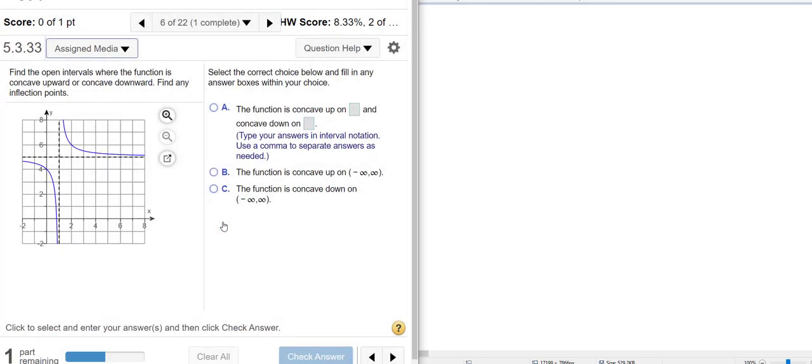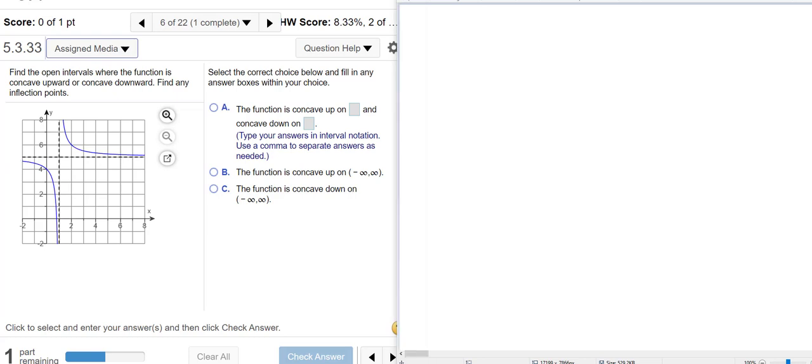Number 6, find the open intervals where the function is concave up or concave down. Find any inflection points. So we've got our curve shape down on the left. We've got our curve shape up on the right. We have this vertical asymptote here at x equals 1, which is not in the domain of the function. We have a horizontal asymptote here at y equals 5. And there's no inflection point because it's changing from down to up at an asymptote, not at a point.